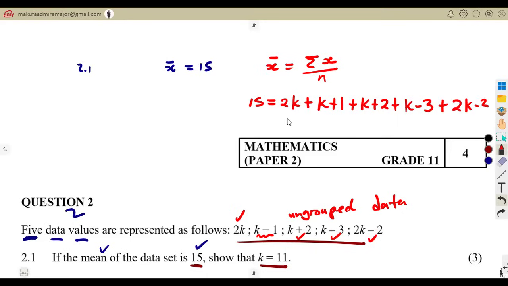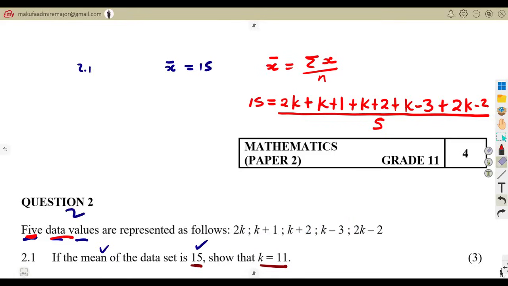So this is the sum of terms over the number of terms. How many terms? There are 5 data values: 1, 2, 3, 4, 5 terms. So you divide by 5. With this information, we're going to calculate the value of k, because this is an equation, the same as over 1. So you can even cross multiply.